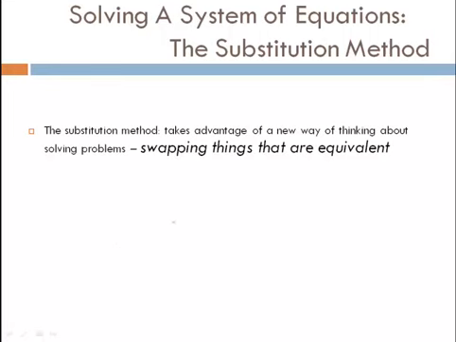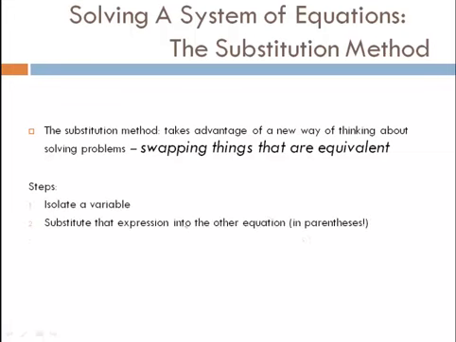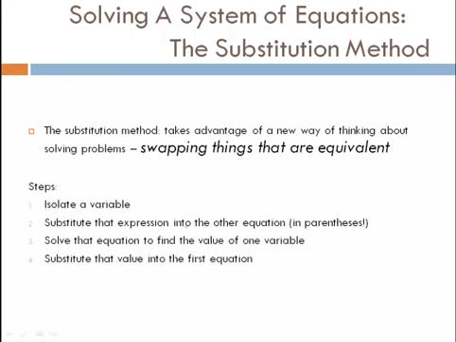So, the substitution method takes advantage of this new way of thinking about solving problems by swapping things that are equivalent. The steps for this substitution method might look a little complicated at first, but I think once you've seen a couple examples, you'll find the substitution method is extremely repetitive and routine and the same over and over again. So, first step is to try to get a variable by itself.